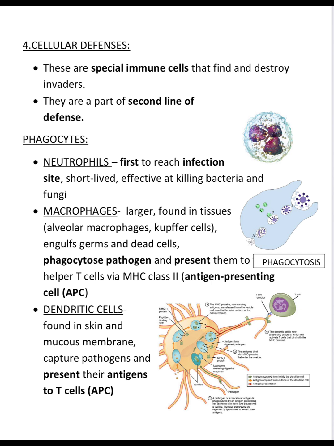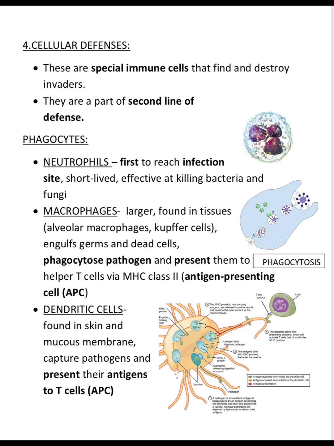Macrophages. Macrophages are derived from monocytes in the blood. They are larger and longer living than neutrophils. They are found in tissues, for example, alveolar macrophages in lungs, Kupffer cells in liver. They not only destroy the pathogens but also remove dead cells and debris. Macrophages phagocytose the pathogen, process the antigen and present them to helper T cells via MHC class II molecule. Therefore, they are also called antigen-presenting cells.